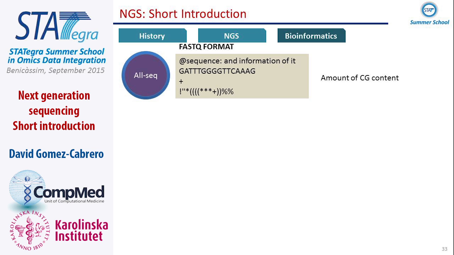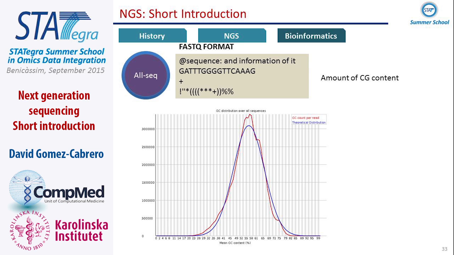The next thing is the amount of GC content. So we have an expectation of what is the GC content that we are expecting in our samples, but sometimes, and then you compare what is the theoretical distribution versus the GC content distribution over the sequences. And then you compare them and say if they are too far apart.